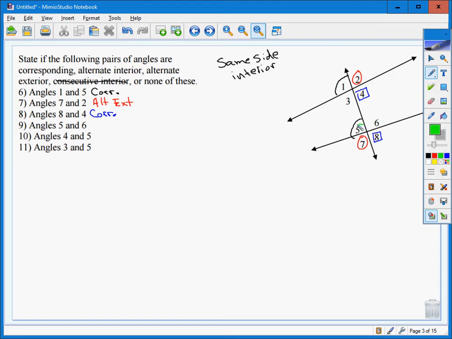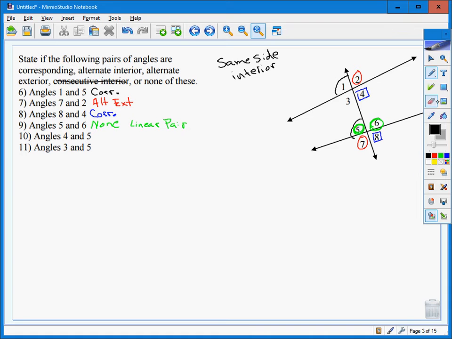5 and 6. Notice that where 5 is and where the 6 is, it has nothing to do with this other line. In fact, 5 and 6 would form a linear pair, but it's none of these. In fact, they would be a linear pair, 2 angles forming a straight line.